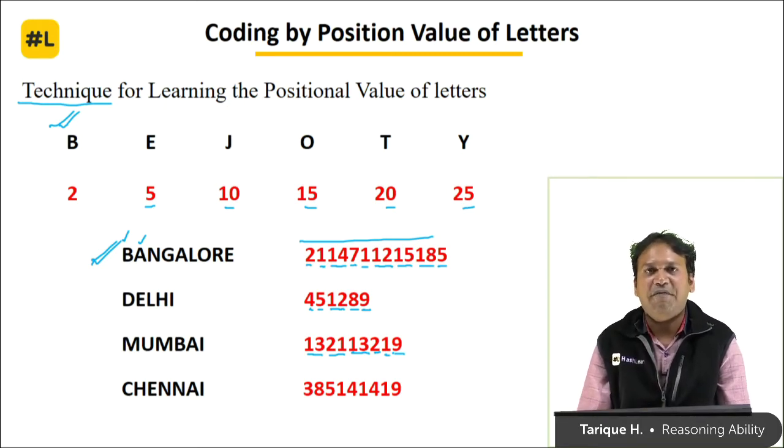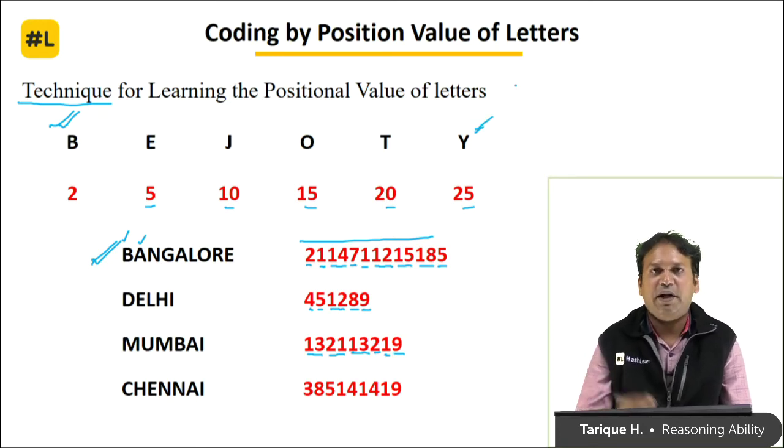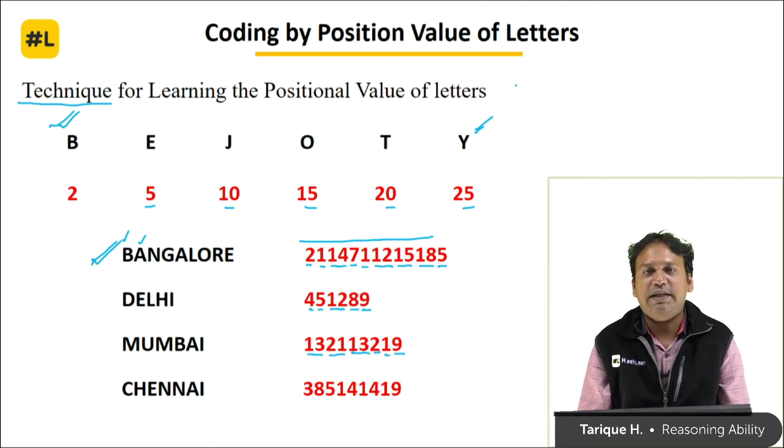It's easier for you to find out the positional value of letters if you use this word EJOTY. This is a trick that you should have. B is 2, E is 5, J is 10, O is 15, T is 20 and Y is 25. E, J, O, T, Y are consecutive multiples of 5 and B is 2.